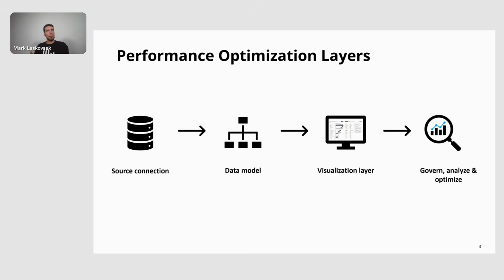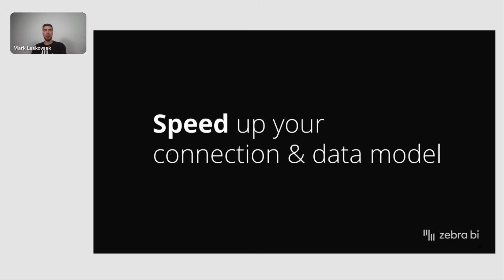Now, the visualization layer is maybe less important than the first two, but of course, we also need to govern and analyze and optimize, right? And if we want to ensure this at scale, all of the parts are important, right? However, from our experience with many cases, most issues are heavily reliant on the first two, right? So the data connection type and the data model, especially the data model.